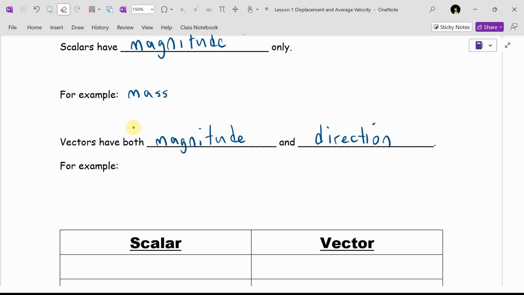Some examples you'll learn later this year. Force is a vector. It very much matters what direction you push on an object. It'll move in a different direction depending on which way you push it.